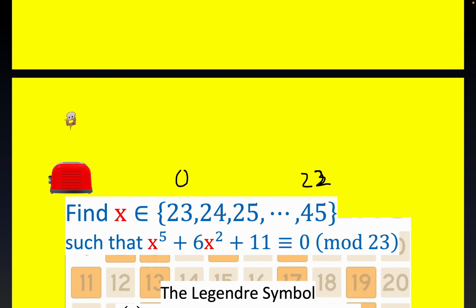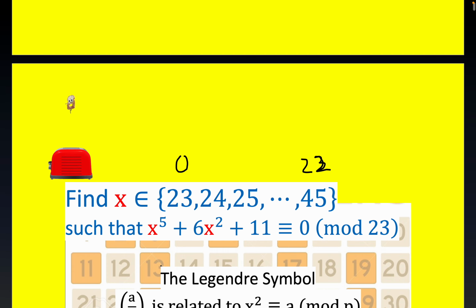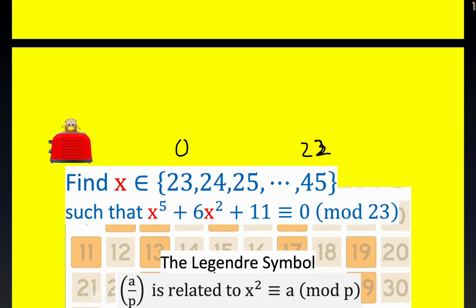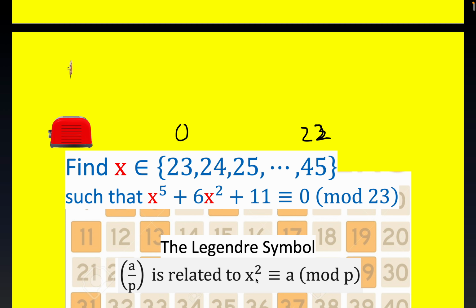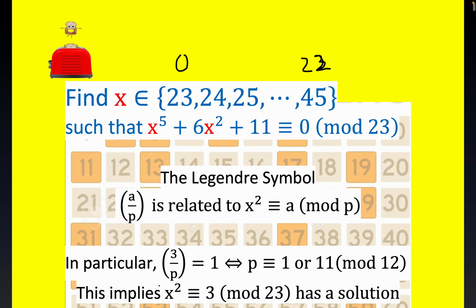Again, notice this is a fifth degree congruence, which is a little bit larger than some of the ones you see in the introductory number theory textbooks. What I'm going to be using today is something called the Legendre symbol, which I don't know a whole lot about. I do know it's related to quadratic reciprocity and finding solutions to second degree congruences. Let me show you what I'm doing with this symbol.